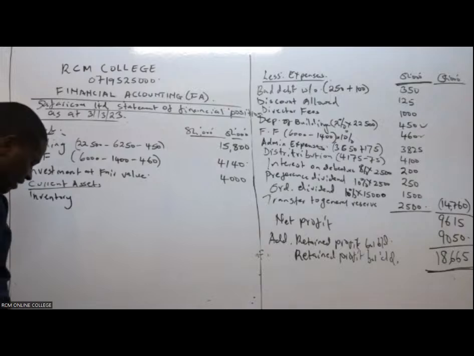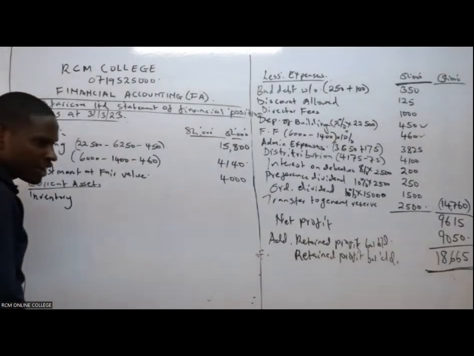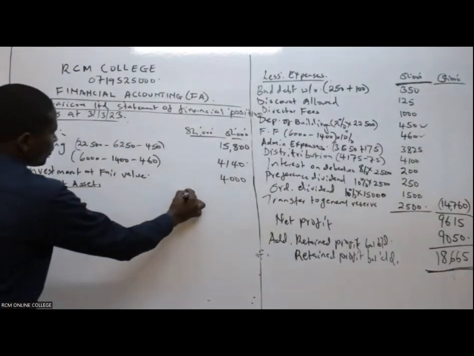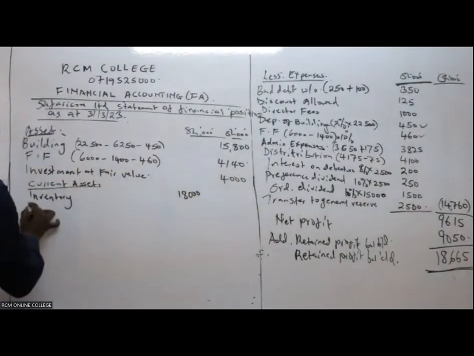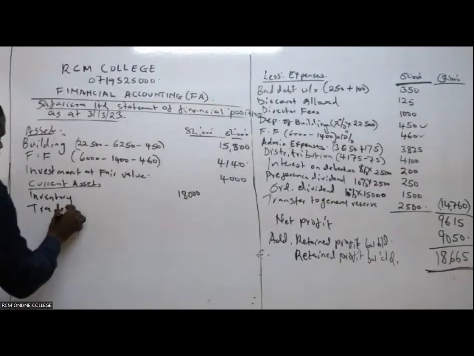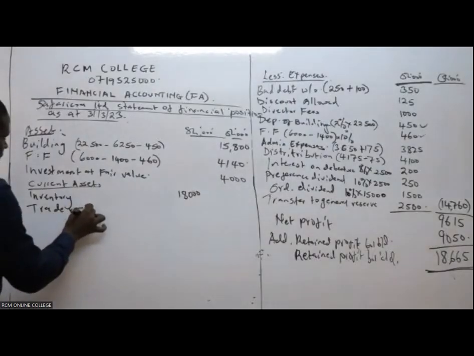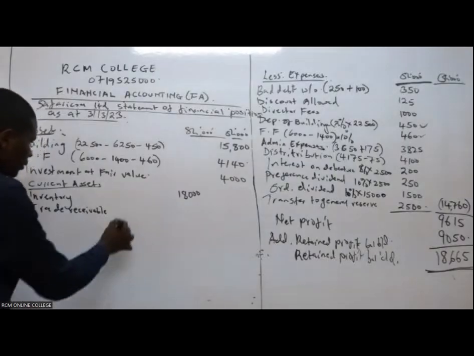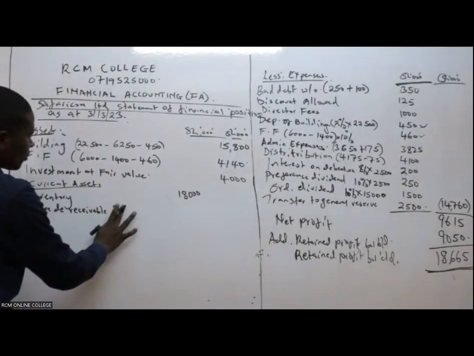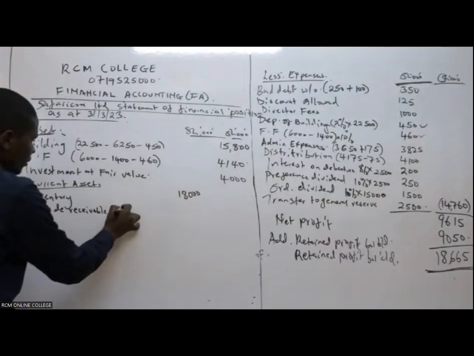Who can give me the value of our inventory? Can you see 18,000? Then we have trade receivable. Who can tell me what we reduce our trade receivable with? Which item do we reduce the trade receivable by? It was 8,250.